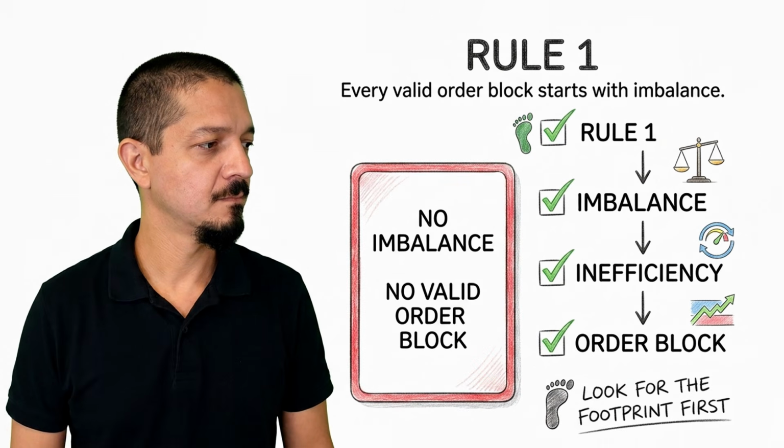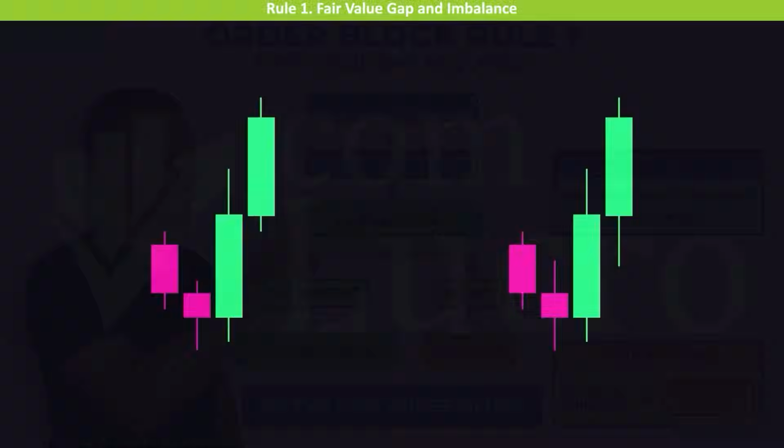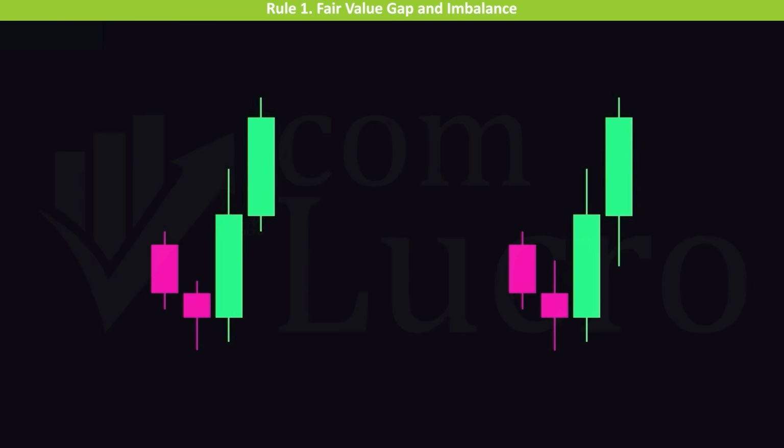The first rule focuses on the presence of a fair value gap. For price to qualify as an order block, it must create a fair value gap immediately afterward. This gap is often referred to as inefficiency or imbalance. Whenever you hear these terms, they are simply different ways of describing a fair value gap in price delivery. To make this clearer, let us look at an example. Here we have 2 price movements that appear very similar at first glance, as both move strongly to the upside. The difference becomes clear when we look closer.